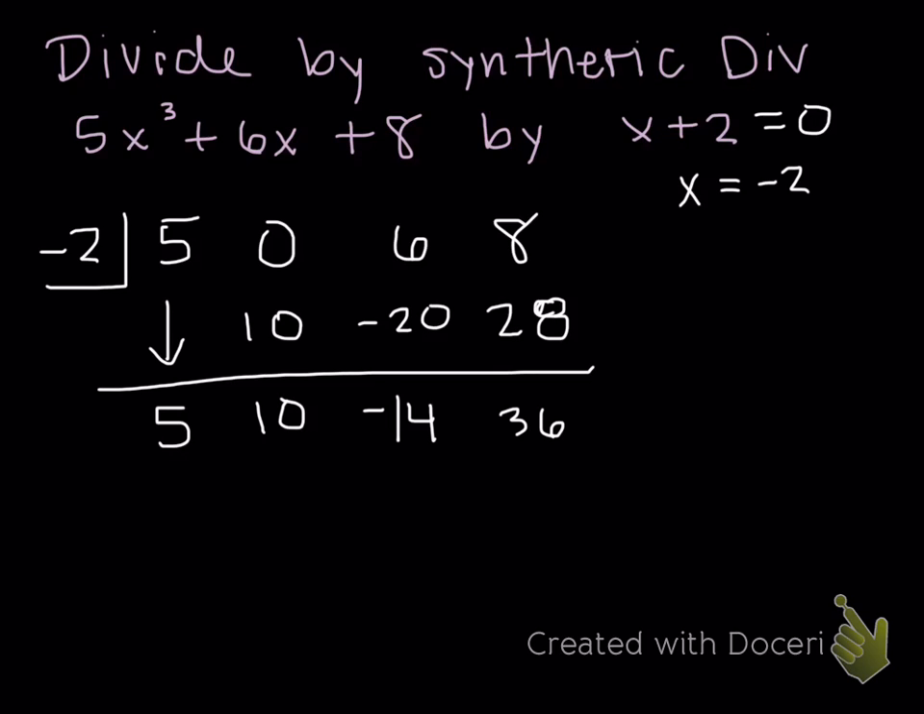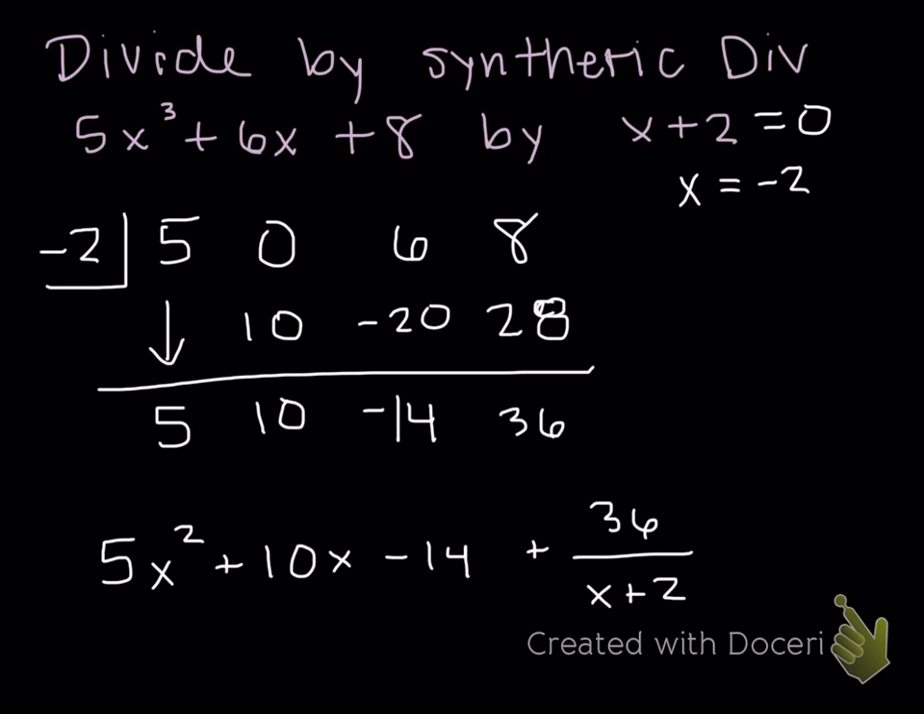And then to interpret this answer, I'm now down a degree. So I started in the third power. That means I'm down to the second power. And these values represent your coefficients. The 14 is our constant, and 36 represents our remainder. So synthetic is implied to be the shortcut to long division. It's supposed to be easier. It is something that we'll probably utilize a little bit more. So it is important that you learn this process.